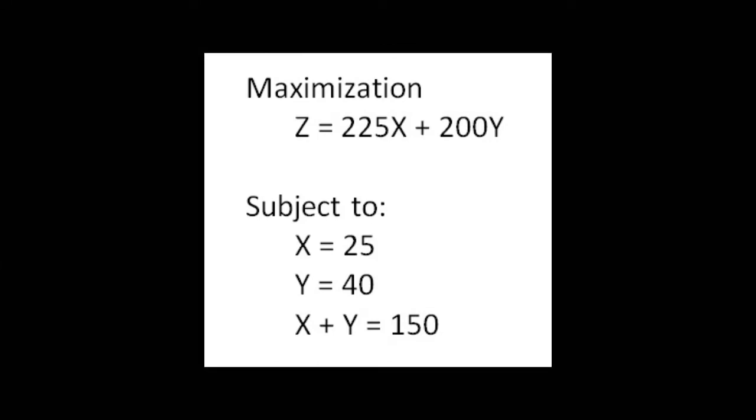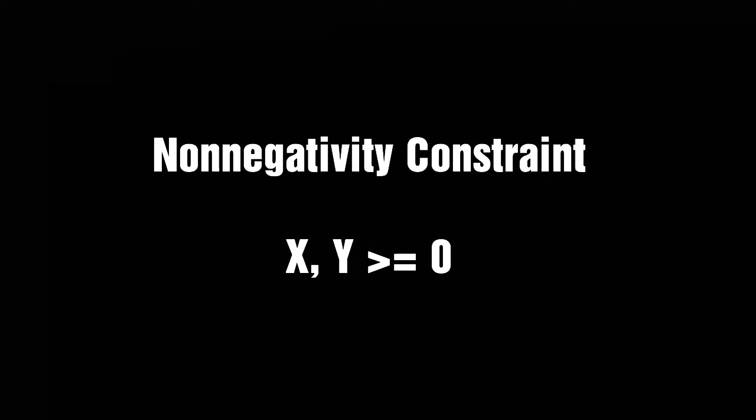Constraint 1: at least 25 first-class tickets. This means that 25 or more tickets should be sold. Constraint 2: at least 40 coach tickets means that 40 or more tickets should be sold. Constraint 3: sum of coach and first class tickets should be 150 or fewer. And lastly, Constraint 4: non-negativity constraints. This means that values of X and Y should be positive.